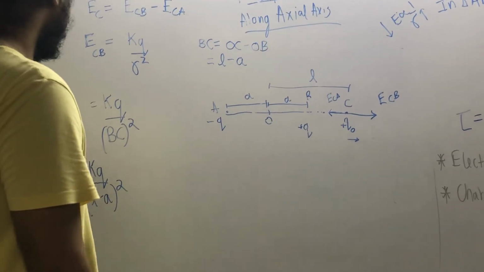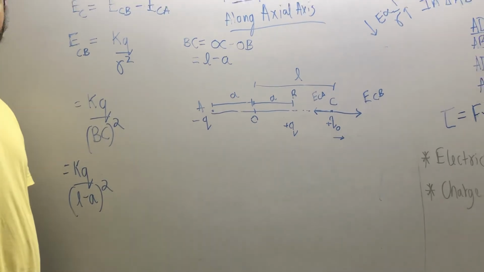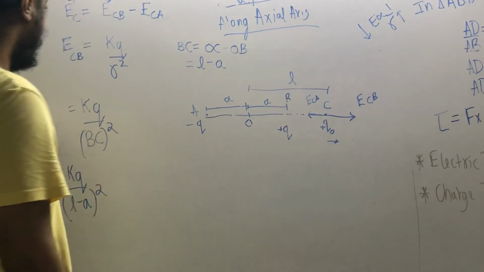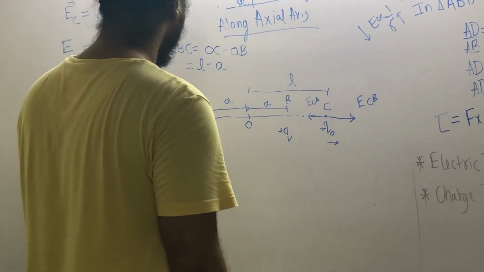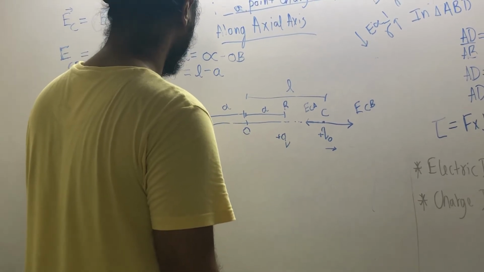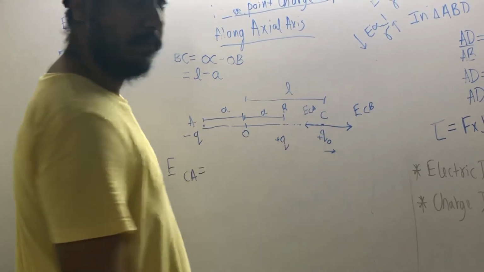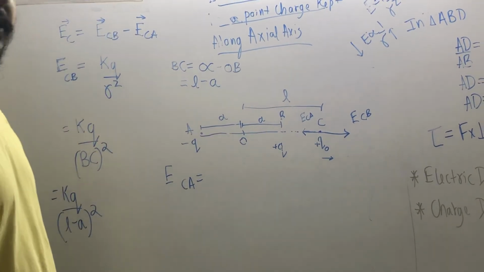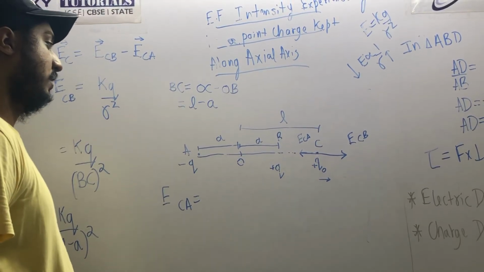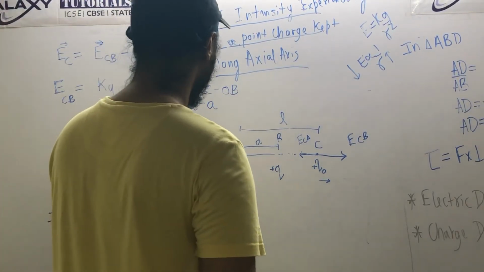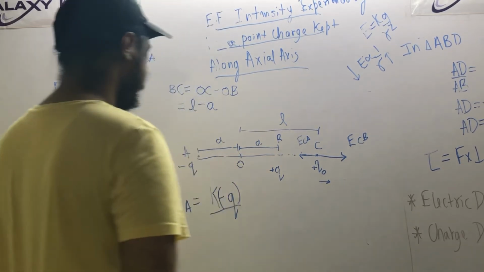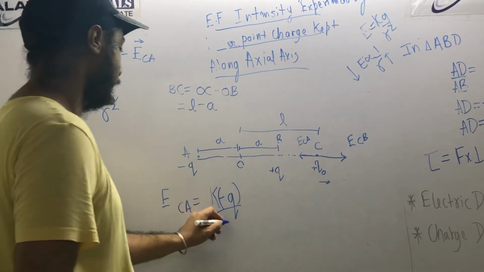Okay, so this will be KQ upon (L minus A) whole square. Now, second thing, this is the value of ECB. Now we will find the value of ECA. Okay, now what will be the value of ECA? The value of ECA will be K minus Q upon R square.